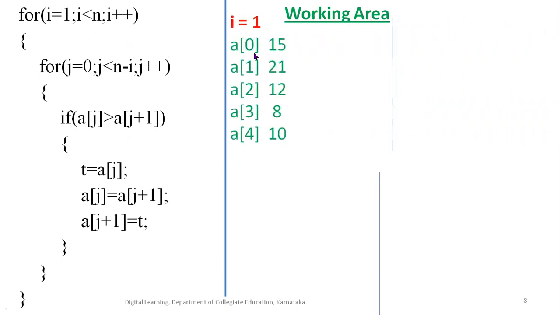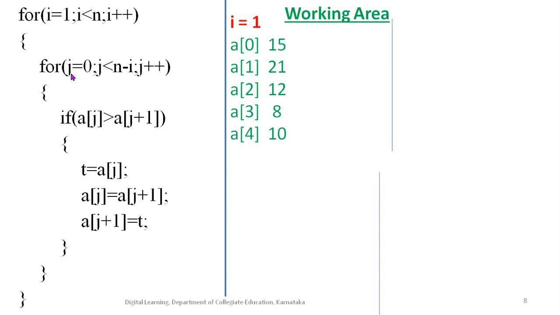So we have the values 15, 21, 12, 8, and 10 in the memory. So when i is 1, we enter inside the i loop. Now the j value is starting from 0. Now the final value of j is j less than n minus i, where n is 5 and i is 1. So 5 minus 1 is 4, and less than 4 is 3. So the j loop is going to repeat for 4 times, that is when j is 0, 1, 2 and 3.